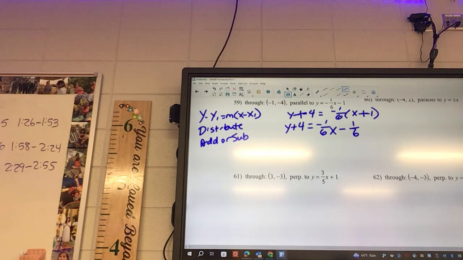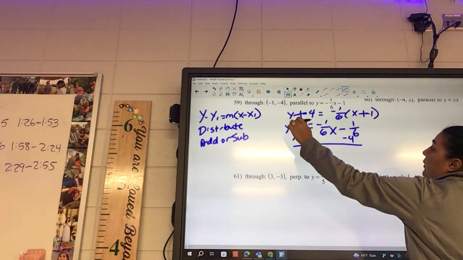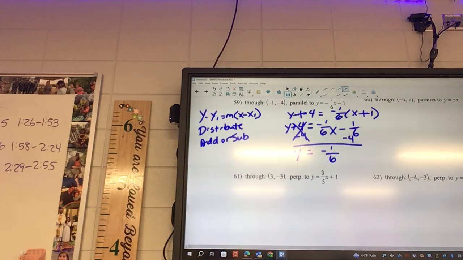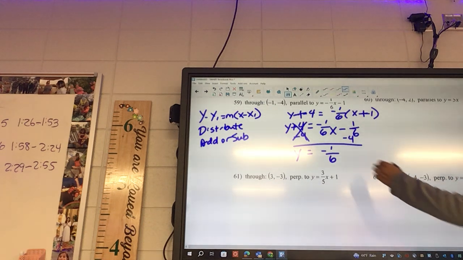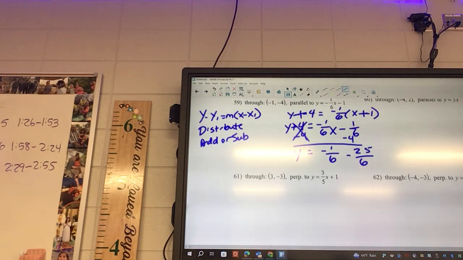Okay, and then am I going to add or subtract? Subtract 4 from both sides. And I don't know what that is, so somebody's going to type it. What is negative 1 over 6 minus 4? Negative 25 over 6. Okay, so 61 and 62, if you know how to do these ones, then you can do the other ones, perpendicular, just flip them, okay, that's the only difference.